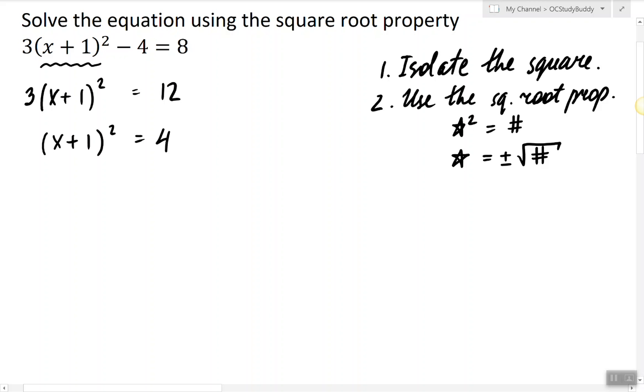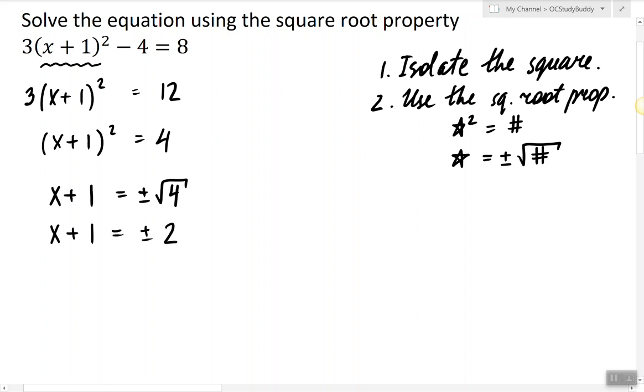And now we can use the square root property, which says that what's inside of the square, basically what's inside of the parentheses, x + 1, will be equal to plus or minus the square root of the number on the right hand side. So that number is 4. So the square root of 4 is 2. Therefore we have x + 1 equals plus or minus 2.